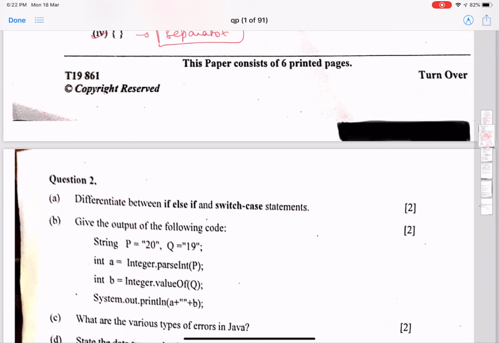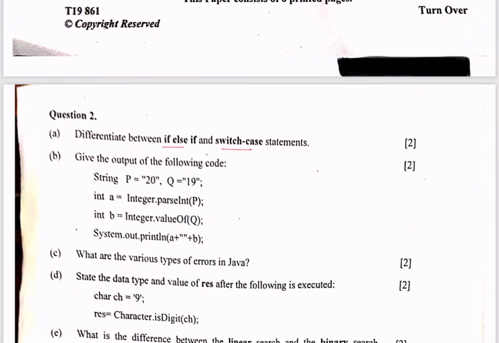So in this video, I'm going to solve question 2 of ICSE Computer Science Computer Applications paper 2019: else if and switch case. This question is interesting and it really depends upon you how you take on to answer these questions, since it's a 2 marks question. So 2 points of difference are expected.